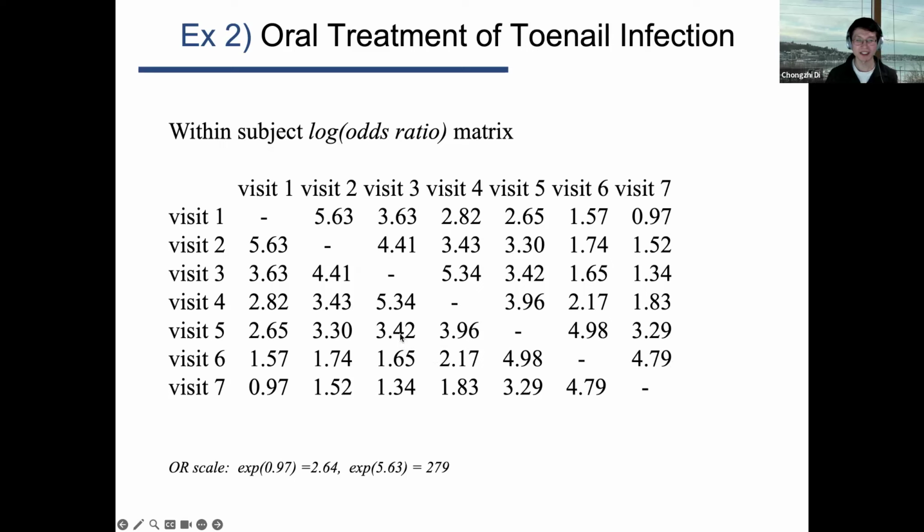Over here, these numbers are maybe 4s and 5s. Remember they are on the log odds ratio scale. If you go back to the odds ratio scale, those correspond to an odds ratio of like 280, super strong association. And even the smallest number here, like 0.97, if you transform that into the odds ratio scale, is an odds ratio of about 2.4. It's still pretty strong association. So this is a different metric showing that there's pretty strong evidence of within subject correlation. It's really important that you do not ignore this correlation.